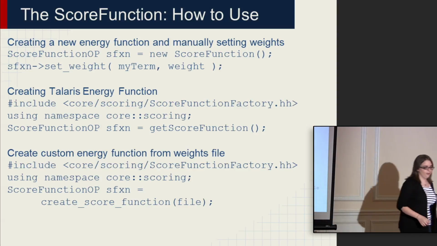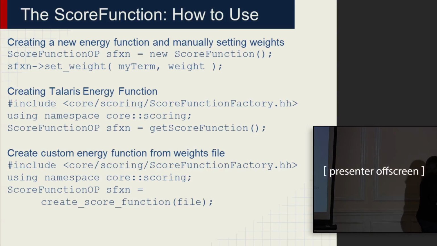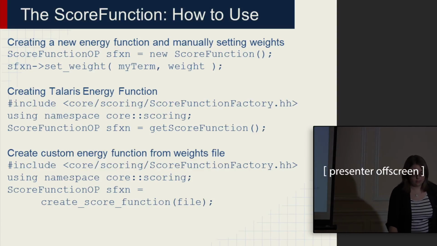As an example, a weights file is just going to list the terms. And then the createScoreFunction method will go through this file and associate these terms with these weights, just like you would if you were to set it manually.